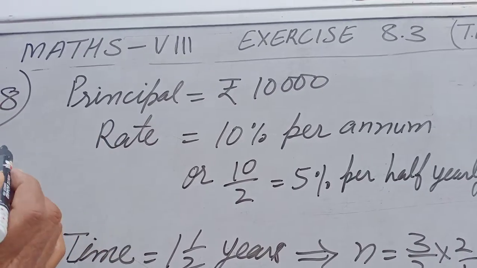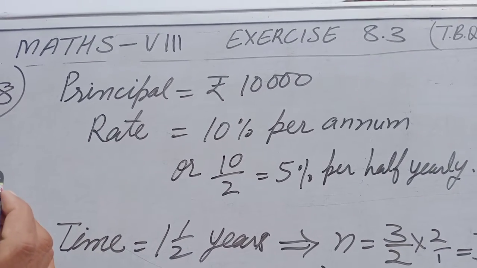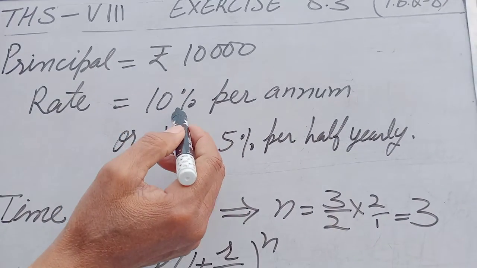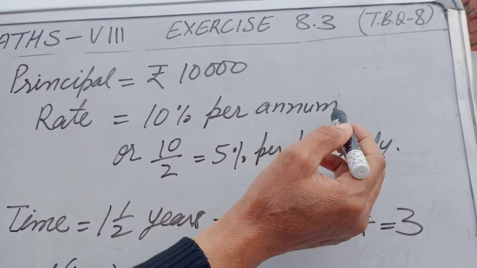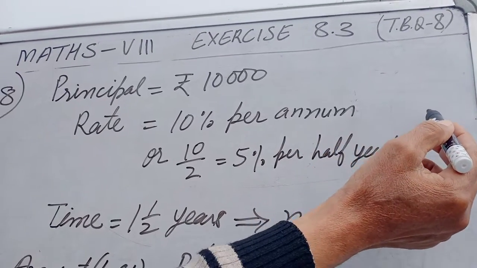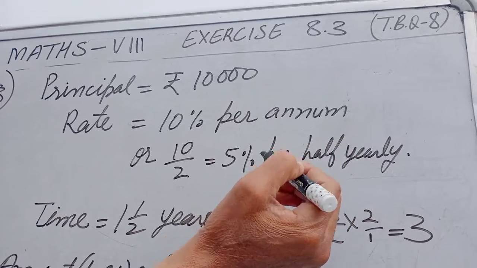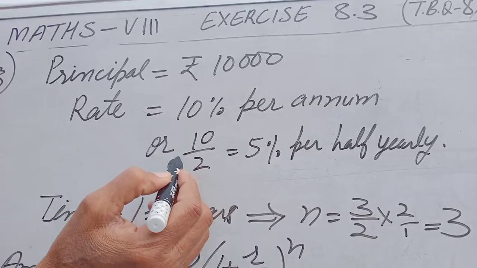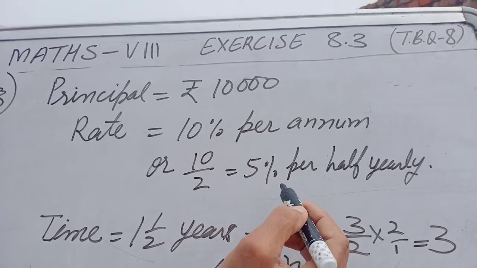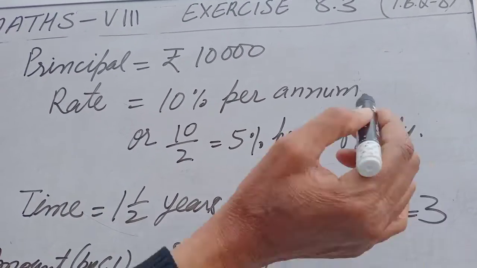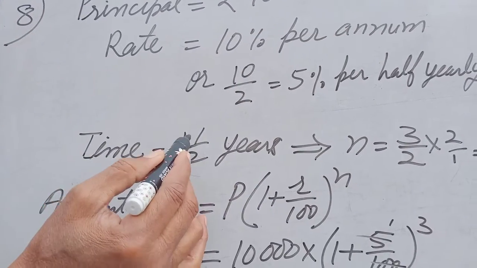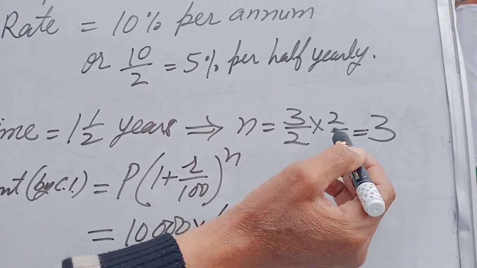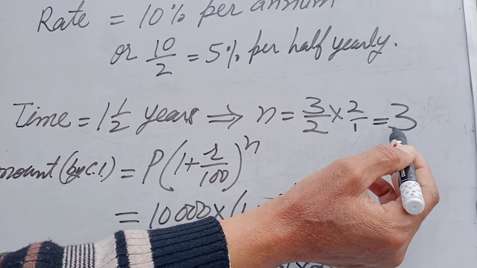See, there are two cases. One, when the interest is compounded half yearly. The rate was 10% per annum when it was to be compounded annually. But because it is compounded half yearly, therefore the rate is to be reduced to half and it becomes 5% per half yearly. Now the time is 1.5 year. That gives us 3 upon 2, that means 3 number of periods.